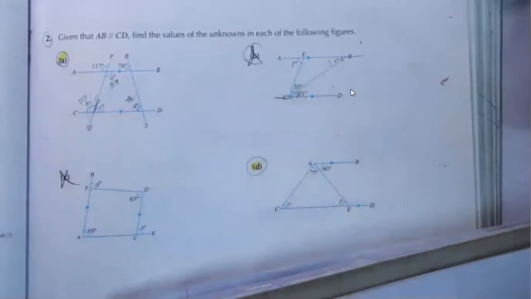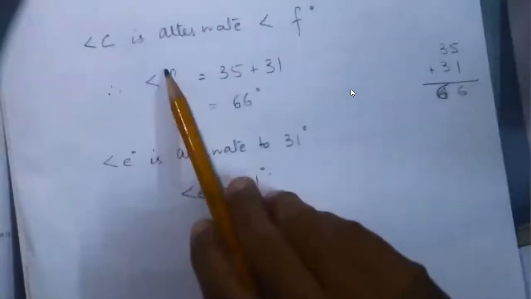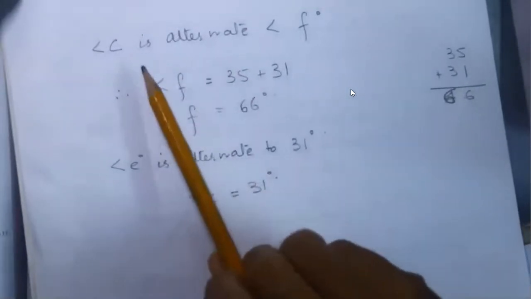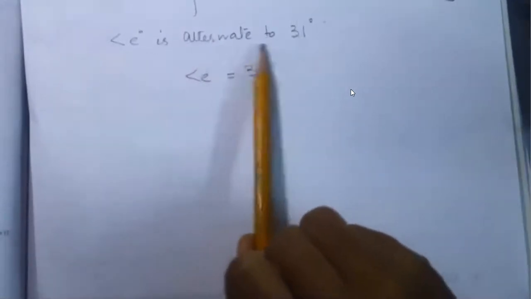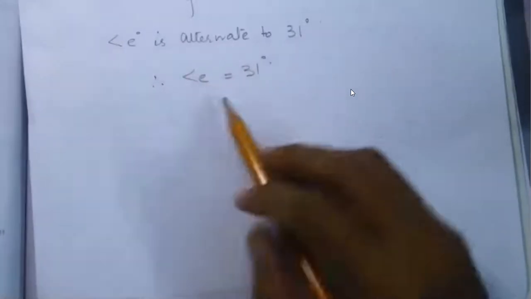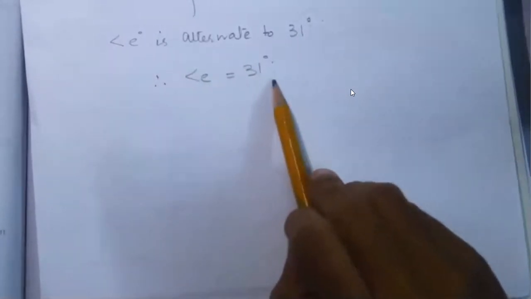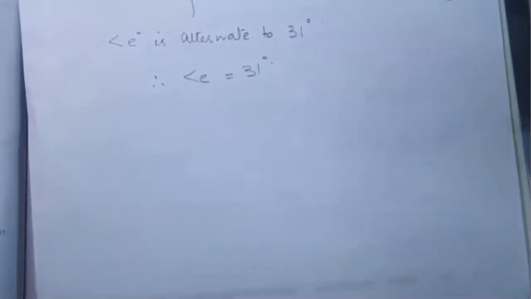So how will you write it? This is how you're going to write it: angle E is alternate to 31 degrees, and therefore angle E is equal to 31 degrees. This is all you have to write. No working.